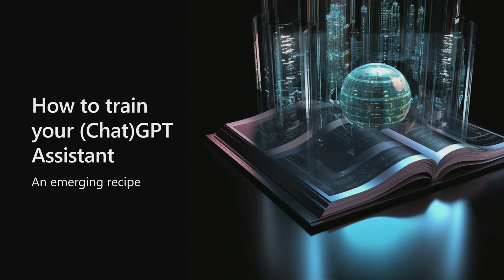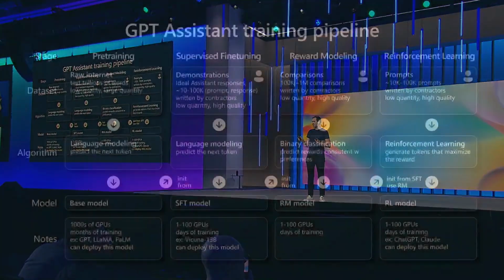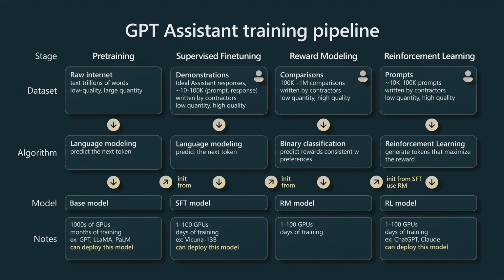effectively for your applications. So first, let's take a look at the emerging recipe for how to train these assistants, and keep in mind that this is all very new and still rapidly evolving. But so far, the recipe looks something like this. Now, this is kind of a complicated slide, so I'm going to go through it piece by piece. But roughly speaking, we have four major stages: pre-training, supervised fine-tuning, reward modeling, reinforcement learning, and they follow each other serially. Now, in each stage, we have a data set that powers that stage.